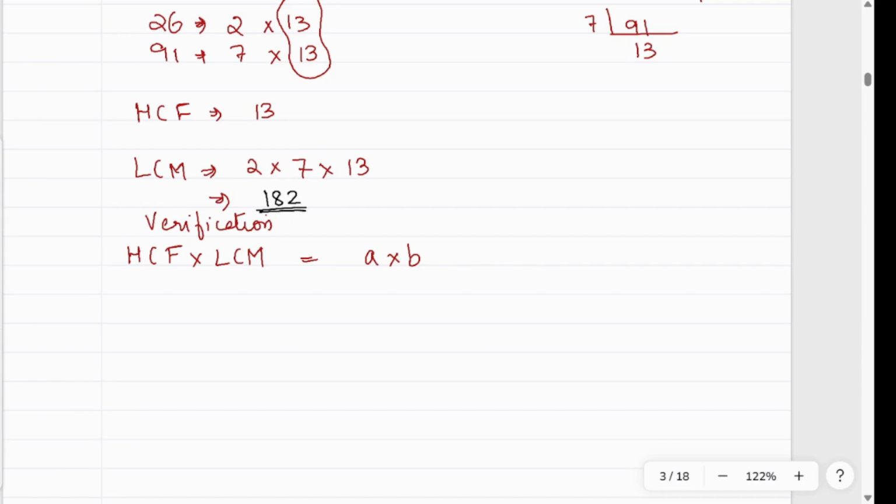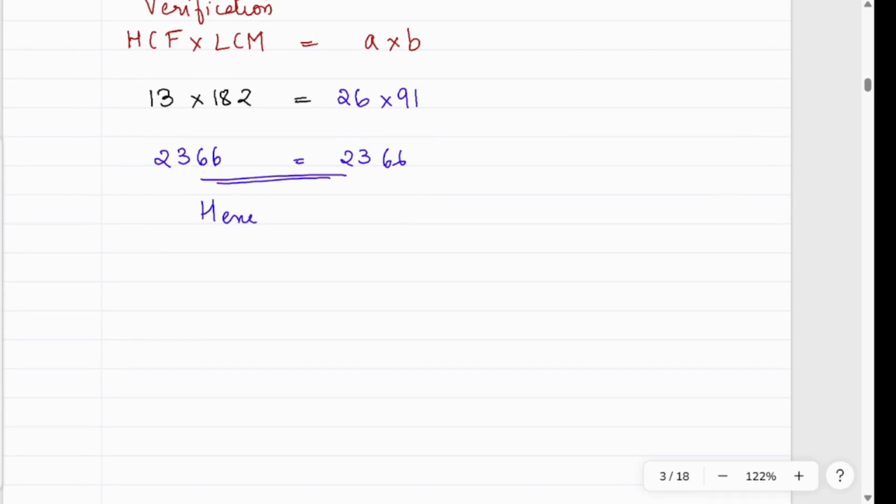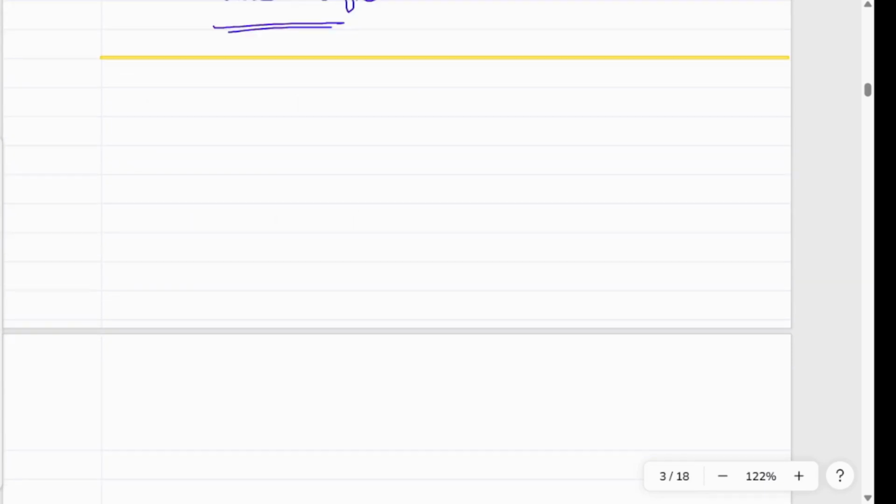182. So that means 13 into 182, we have to check whether it is equal to the product of the two numbers, 26 into 91. What is 13 into 182? It is 2366. Similarly, 26 into 91, what will you get? It is also 2366. So we have verified that, right? Hence verified.